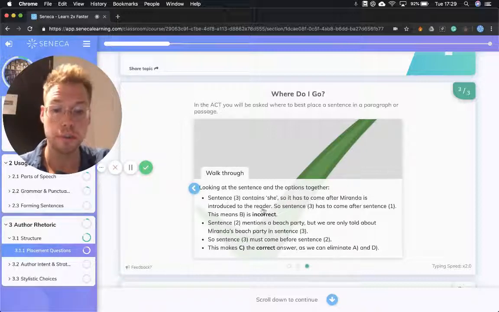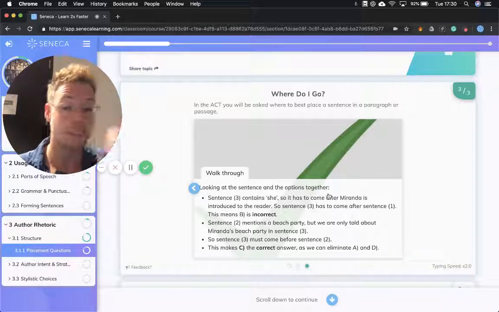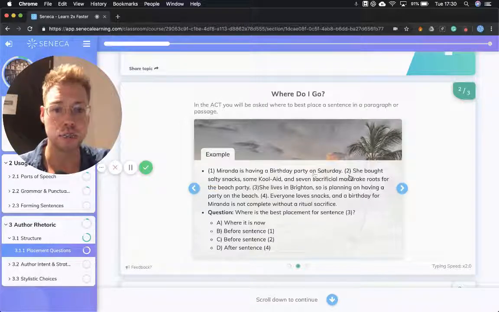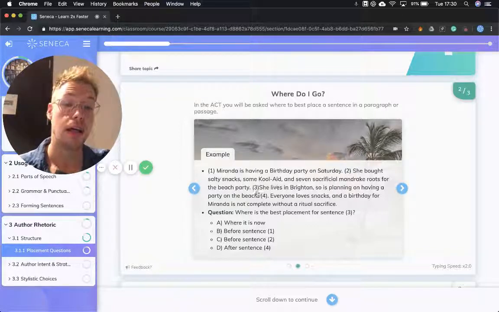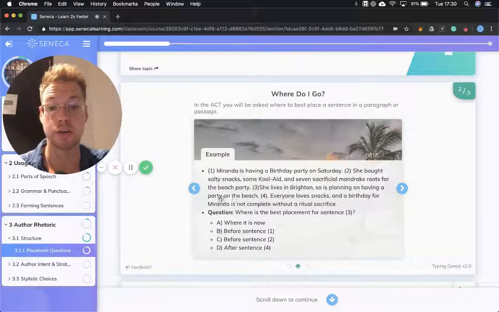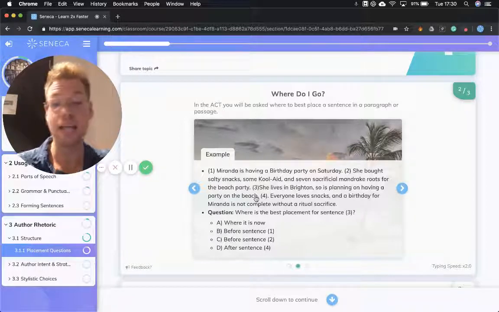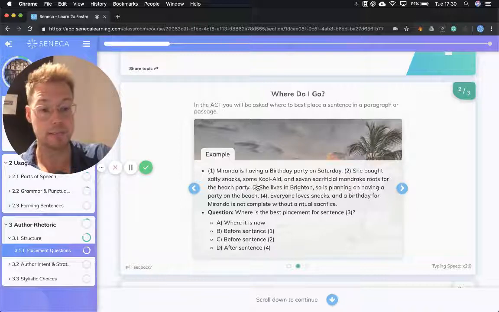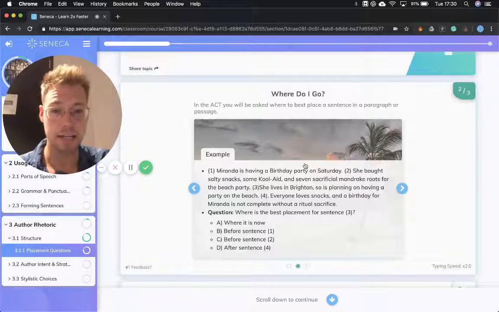Next, sentence 2 mentions a beach party, but we're only told about Miranda's beach party in sentence 3. That means sentence 3 has to come before sentence 2. So let's have a look. Sentence 2 says she brought salty snacks, some Kool-Aid, and 7 sacrificial mandrake roots for the beach party. And then sentence 3 says she lives in Brighton, so is planning on having a party on the beach. So in sentence 2, we mention the beach party, but it hasn't been introduced yet. The beach party is only introduced in sentence 3. This means that sentence 3 has got to come before sentence 2.